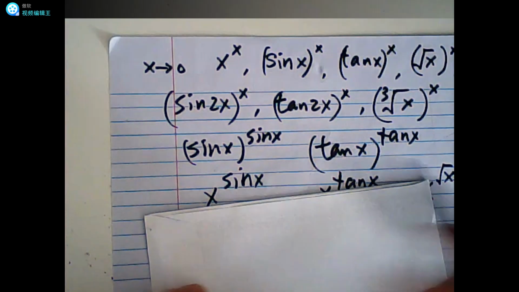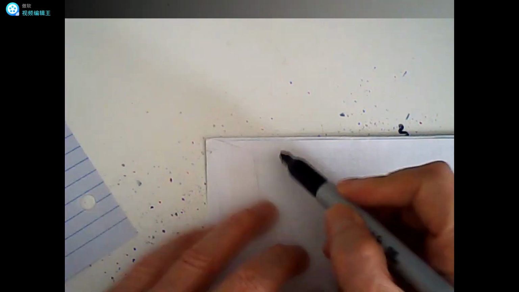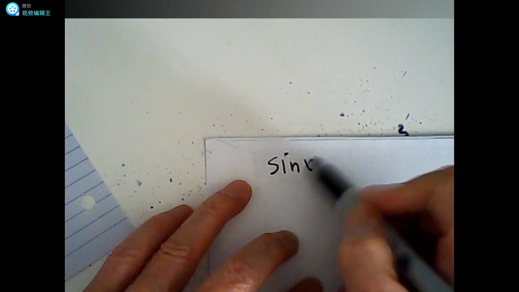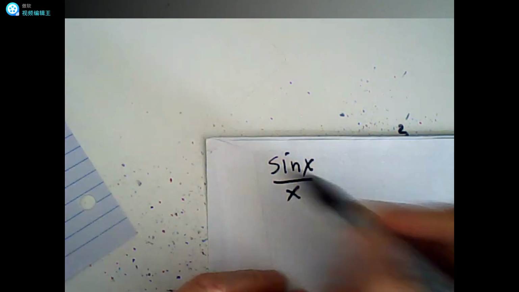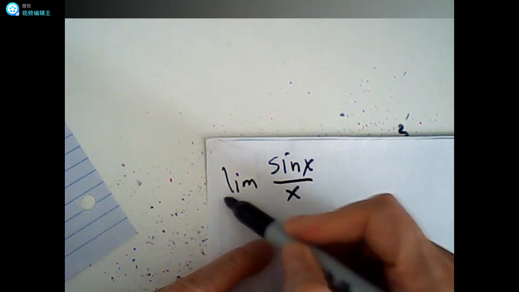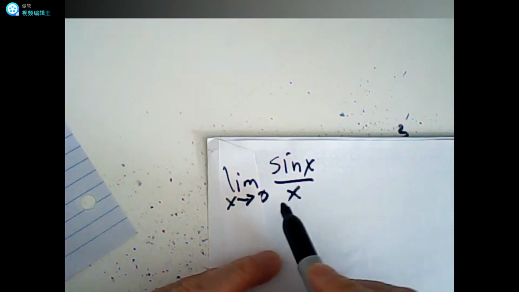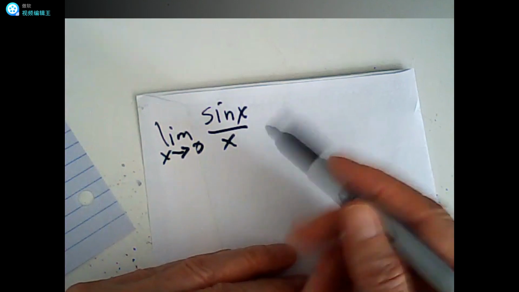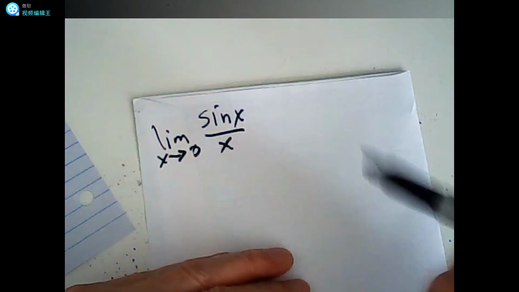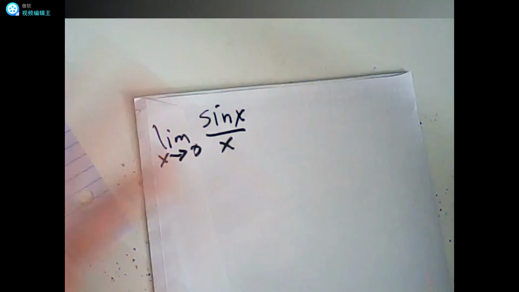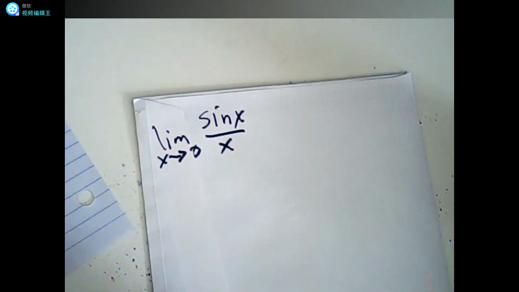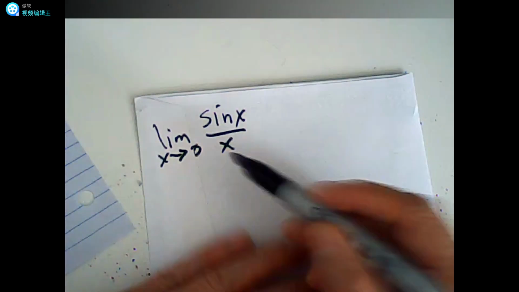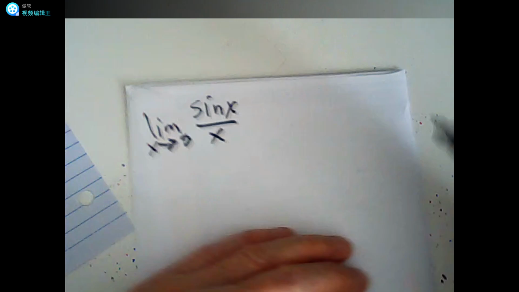First is this limit, sine x over x, as x goes to 0. We learn it in finding the derivative of sine x, therefore we don't use L'Hopital's rule, right? How to prove this, how to get this limit?